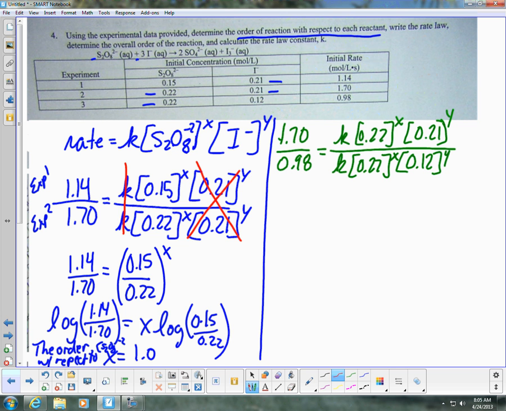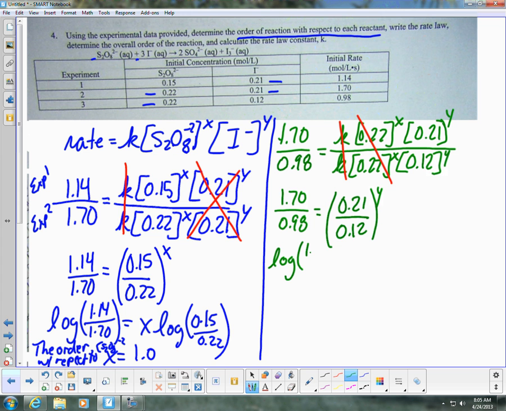So again, k's will cancel, and that will cancel. Everybody okay with that? Then you're going to rewrite it. 1.70 divided by 0.98 equals 0.21 divided by 0.12 to the y. Then we're going to log it, and we're going to be able to find y.